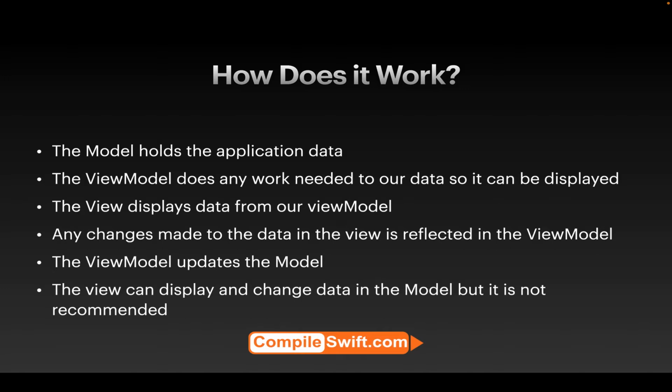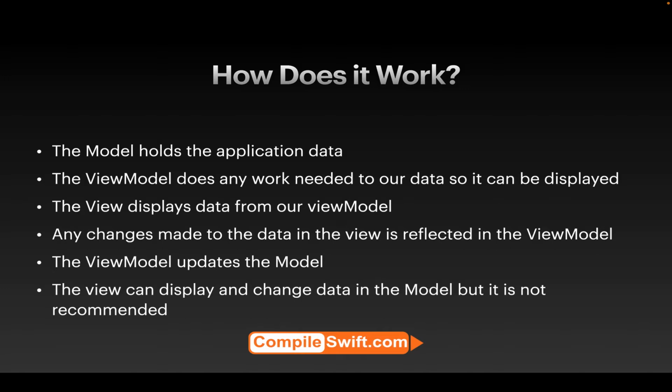The display can access the data directly from the model, but that really is not recommended. That's the whole point of MVVM: the view really should talk to the view model to get its data. Now, why is that important? Well, because we want to have a source of truth, and the source of truth is going to be our model. Our view model manipulates that data to display it.